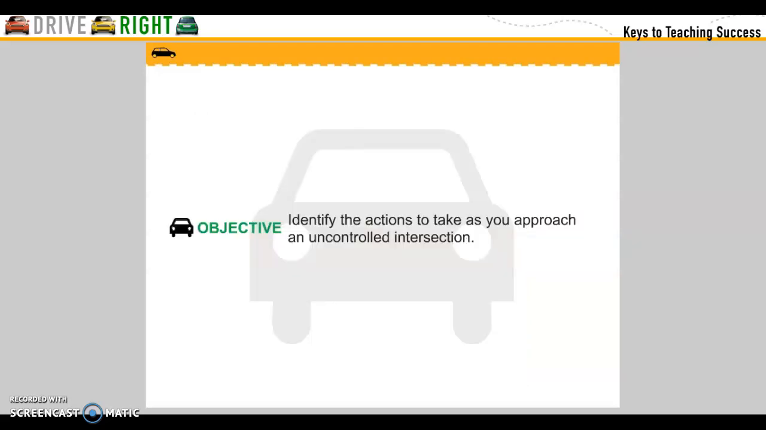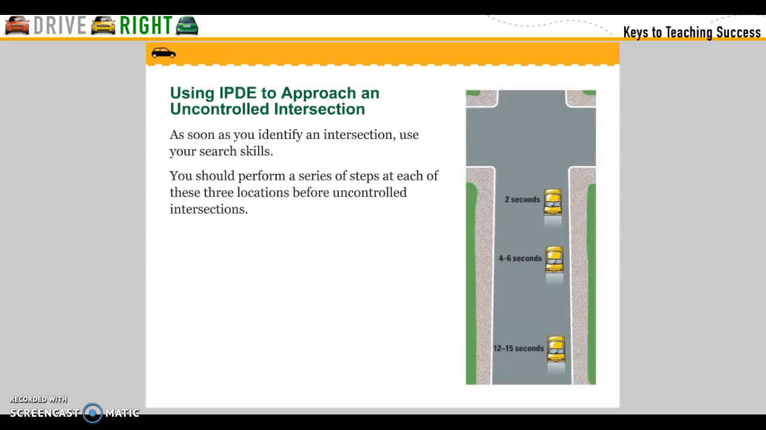Objective: identify the actions to take as you approach an uncontrolled intersection. Using IPDE to approach an uncontrolled intersection. As soon as you identify an intersection, use your search skills. You should perform a series of steps at each of the 3 locations before an uncontrolled intersection.